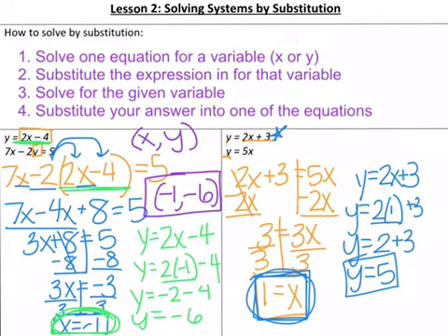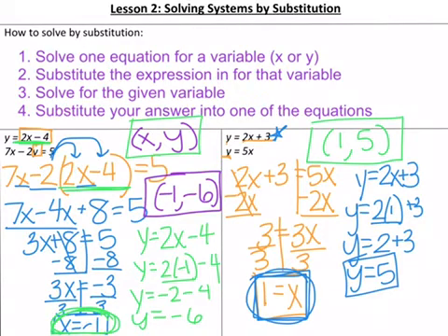So now that I have the math done, the last part is the easiest part. You just write your answer in a coordinate. Please remember that your coordinate is x comma y, so our answer is 1 comma 5. That is your final answer. If you were to graph these two equations in a coordinate grid, they will cross at 1 comma 5, at that coordinate.